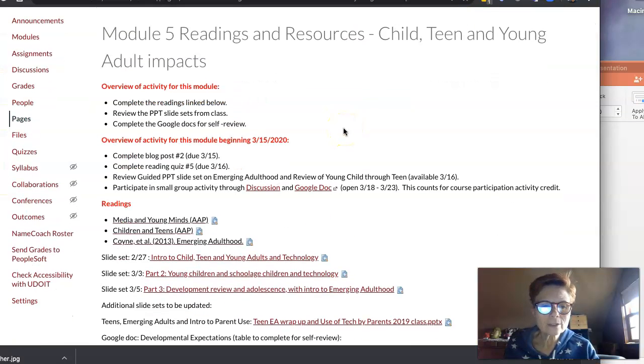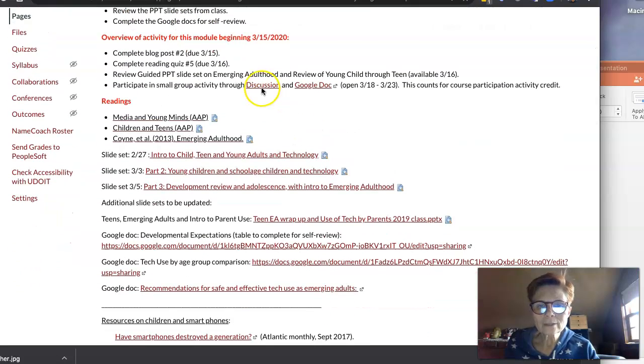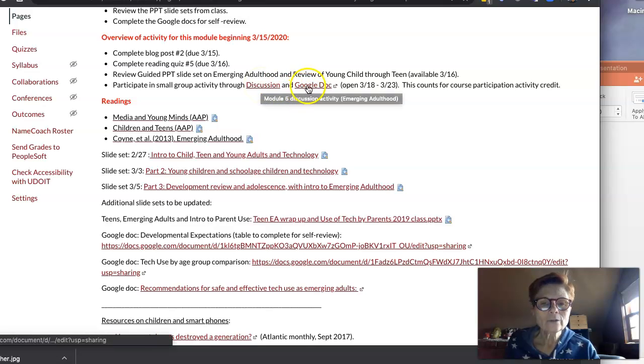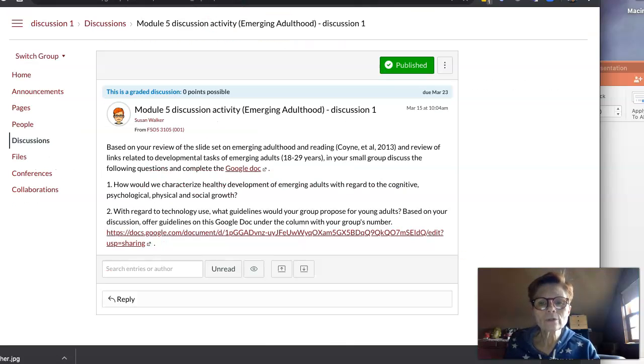So if you go onto Canvas, this is what it looks like. And there is the discussion. You can click there for discussion, and you can click here for the Google Doc. This will be open from the 18th, so Wednesday, until the following Monday. And if you go to the discussion, this is what it looks like. There are just 2 questions for you to talk about with your groups. One is, how would we characterize healthy development of emerging adults with regard to cognitive, psychological, physical, and social growth? And then the second is, with regard to technology use, what guidelines would your group propose?